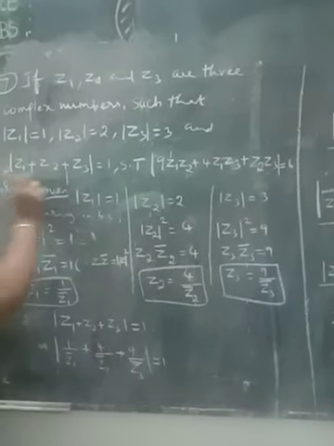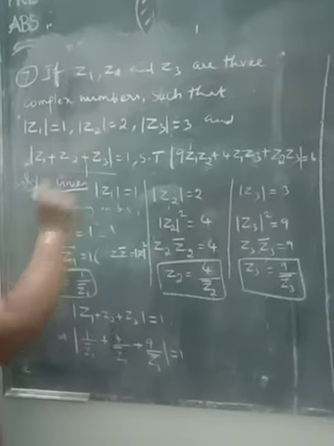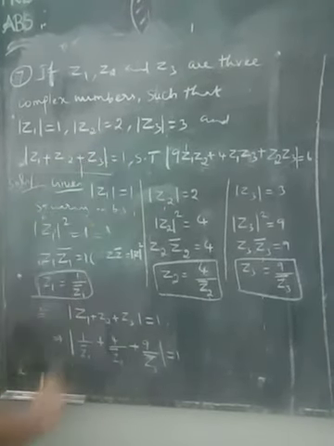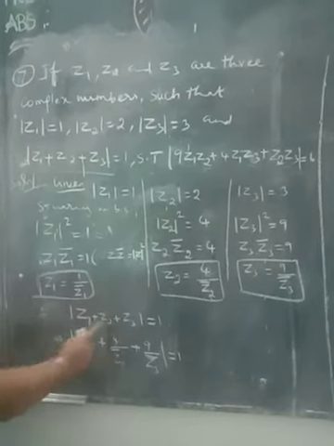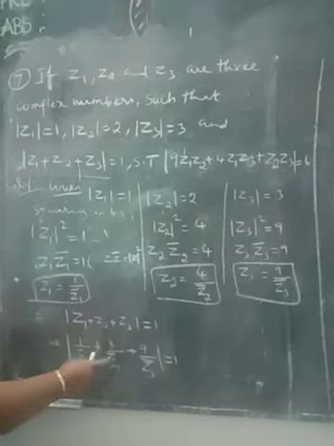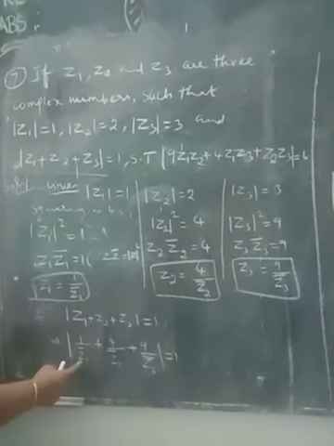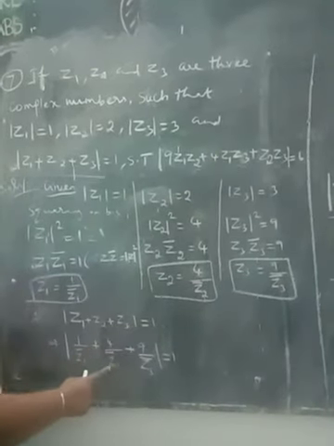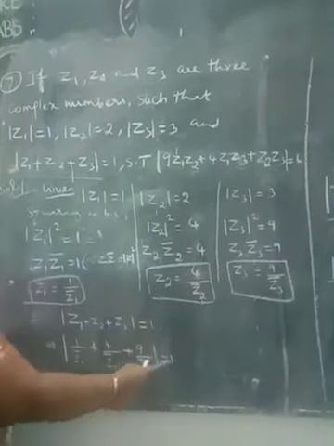Now, also modulus of Z1 plus Z2 plus Z3 value is given. The value is equal to 1. Now, take this: modulus of Z1 plus Z2 plus Z3 is equal to 1. Now, substitute this Z1, Z2, Z3 in this. Okay. Now, what is Z1? 1 by Z1 bar. What is Z2? 4 by Z2 bar. What is Z3? 9 by Z3 bar, equal to 1.